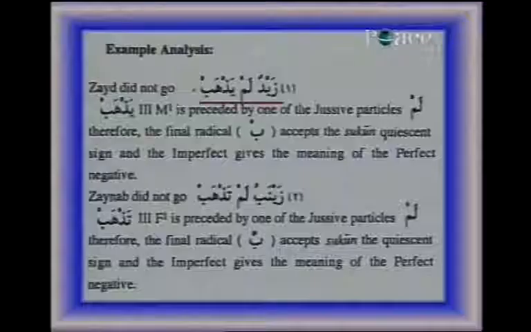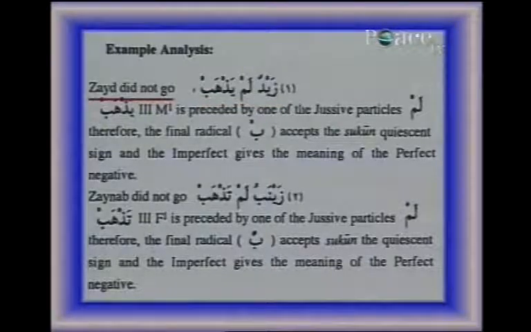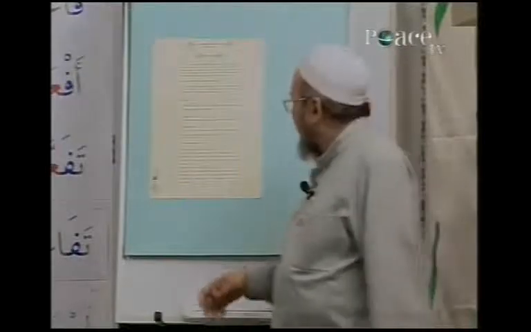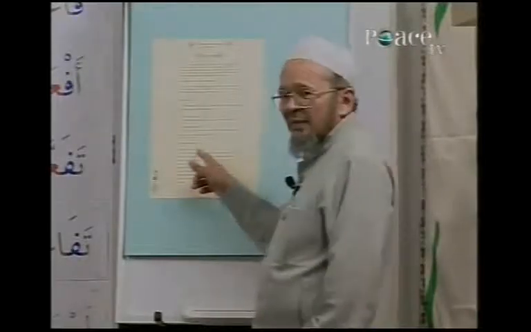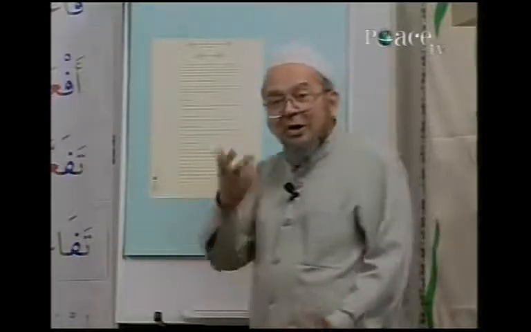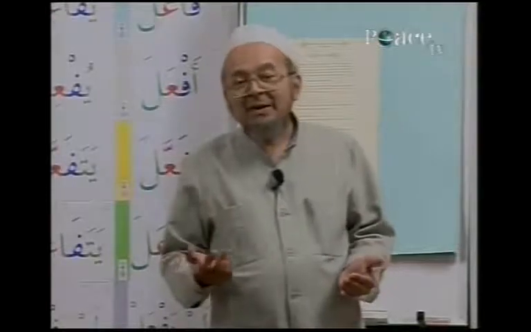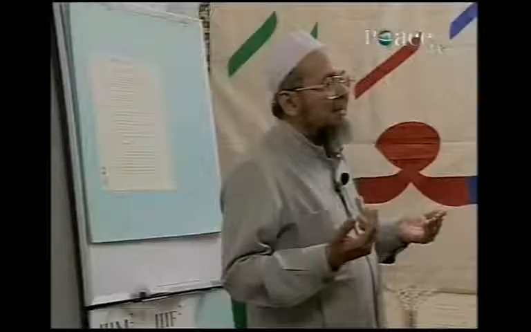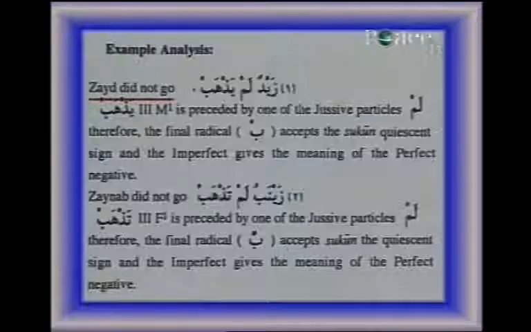Now, if we turn to this here, Zaidun lam yadhhab. Zaid did not go. Now, why yadhhab? Yadhhabu will change into sukoon. So Zaid did not go, because lam has got a dual role to play. First, a change in the meaning. That is, it will change into what? Past negative. Yes? So Zaid did not go.